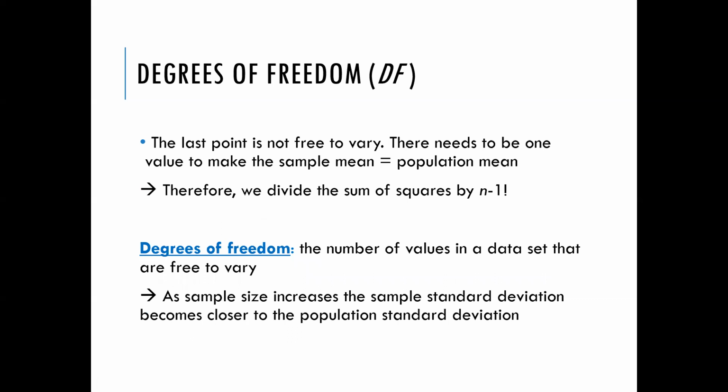So that last point, that n minus 1, that last point is not free to vary. There needs to be one value to make the sample mean equal the population mean. Therefore, we divide the sum of squares by n minus 1 and not just n. So again, the degrees of freedom is the number of values in a data set that are free to vary. And as our sample size increases, the degrees of freedom also increases, and the sample standard deviation becomes closer and closer to the population standard deviation.